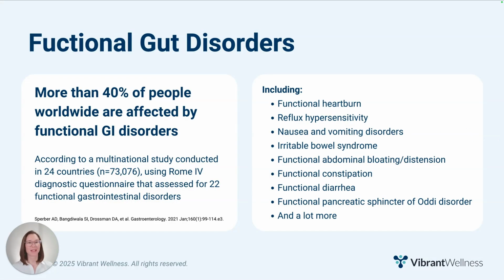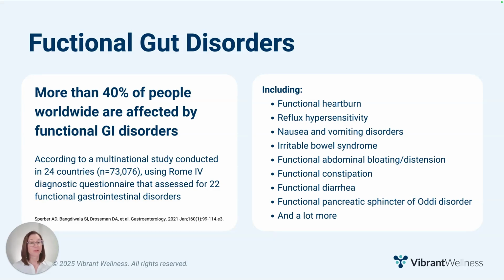According to a multinational study conducted in 24 countries with over 73,000 participants, more than 40% of people worldwide are affected by functional GI disorders. This includes conditions like functional heartburn, reflux hypersensitivity, irritable bowel syndrome, and a lot more. We're talking about the functional gut disorders and not conditions like Crohn's disease or ulcerative colitis here.